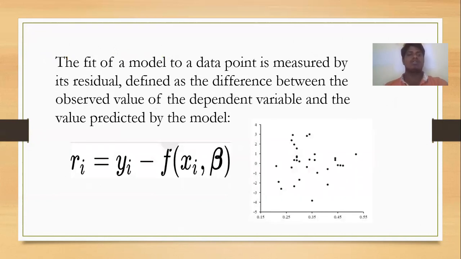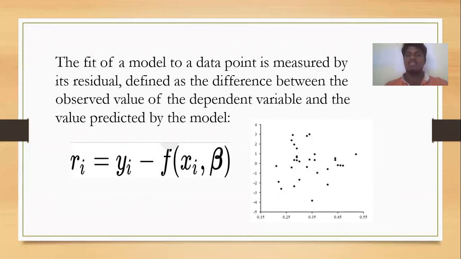We can see the solution. The fitting of a model to a data point is measured by its residue, defined as the difference between the observed value of the dependent variable and the value predicted by the model. And we can see the formula which we use to calculate this: r_i equal to y_i minus f of x_i comma beta.